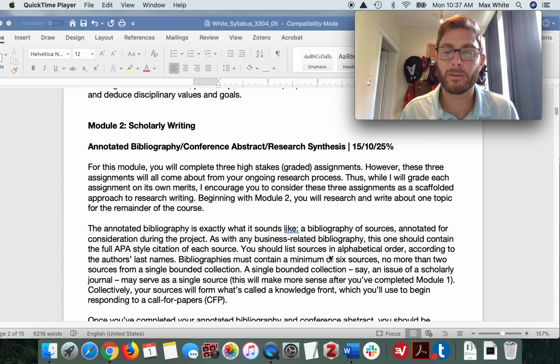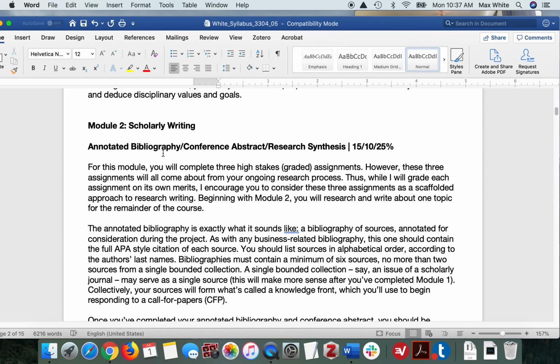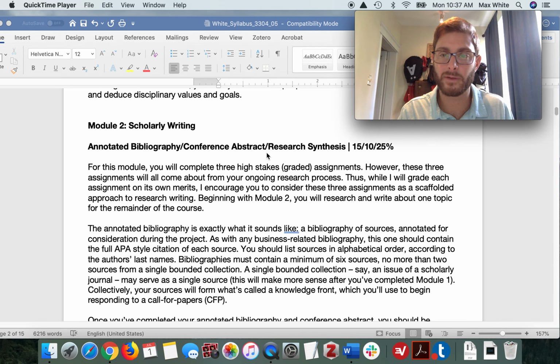Module 2, Scholarly Writing. Now, you'll notice that in Module 2 here, I have 3 different assignments. So, what does that mean? It means that each of these 3 assignments, the annotated bibliography, the conference abstract, and the research synthesis, are all graded assignments. Each will have a peer review, maybe not the annotated bib, I have to check on that. But in each case, it's a graded assignment through your own writing process. You repeat the writing process for each graded assignment.